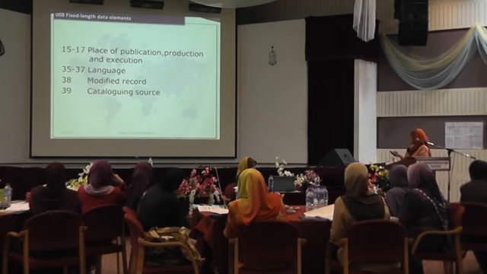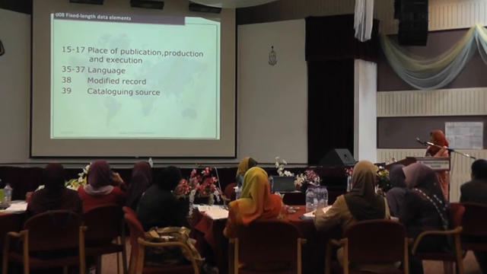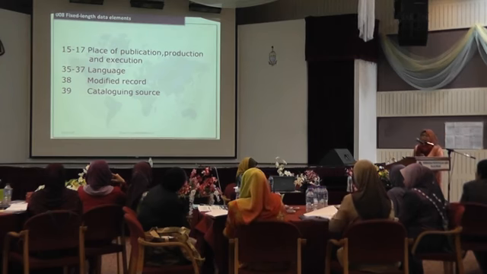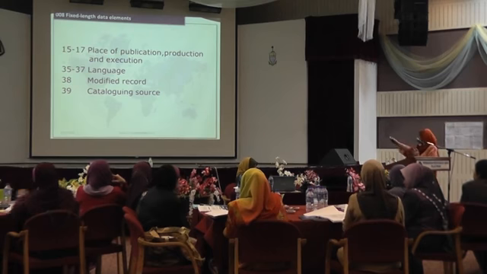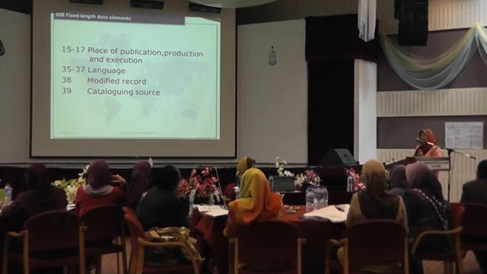Okay, next. Now 15 to 17 is your place of publication, production and exhibition. And then 35 to 37, your language, 38, modified record, and then your 39 is your cataloging source. Now these are mandatory according to National Library, and these are the mandatory ones, cataloging source, and then you may have your 15 to 17 tadi, place of publication too.